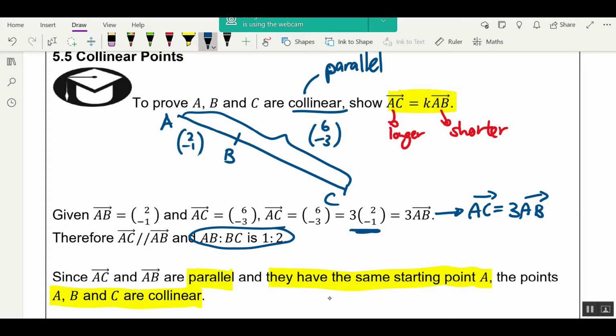So number 1, what do you do? Show that the longer one is equal to k times the shorter one. It doesn't matter whether you show AB or BC. It's okay, because it will be implied that A, B, and C are all lying on the same straight line as long as they have the same starting point.